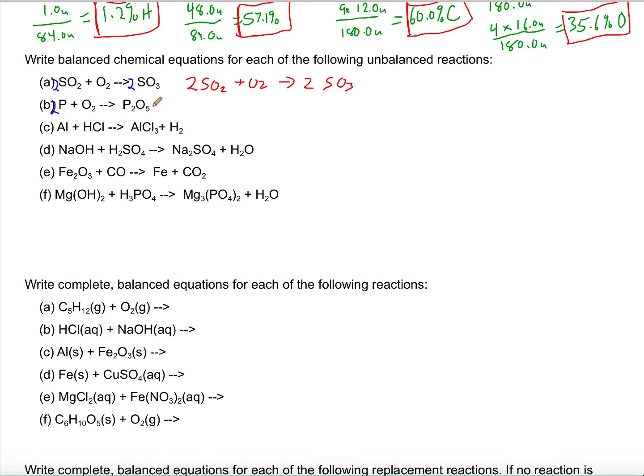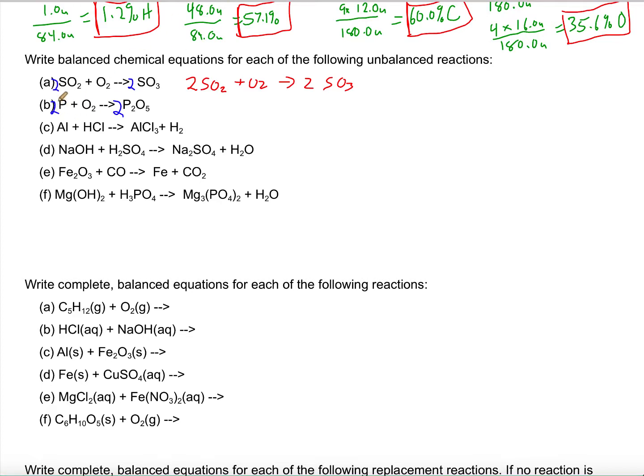What we want to do is get an even number of oxygens on this side so that we can fix this and make it correct. So ideally, to do that, let's make this an even number. So let's put a 2 here. That gives us 4 phosphorus and 10 oxygen on this side. But we still only have 2 phosphorus here.